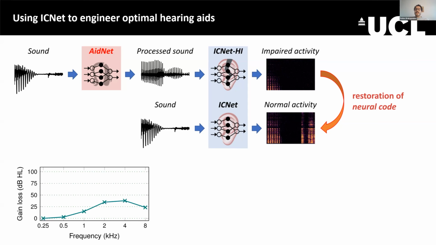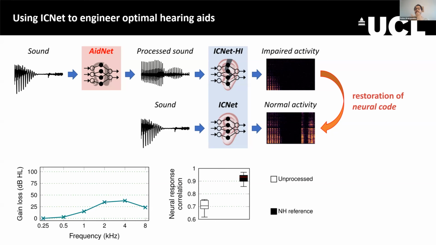So here I just provide a simple example from the many AidNets I have trained in the last few years, which shows the restoration of neural responses for a noise-exposed gerbil with a moderate high frequency loss. What we typically look at is how similar impaired responses are compared to normal responses, and we look at metrics such as correlation. When we look at the correlation between hearing impaired activity and normal hearing activity, we get values around 0.7. When we compare the activity across different normal hearing brains, we get much higher correlations. Responses look much more similar.